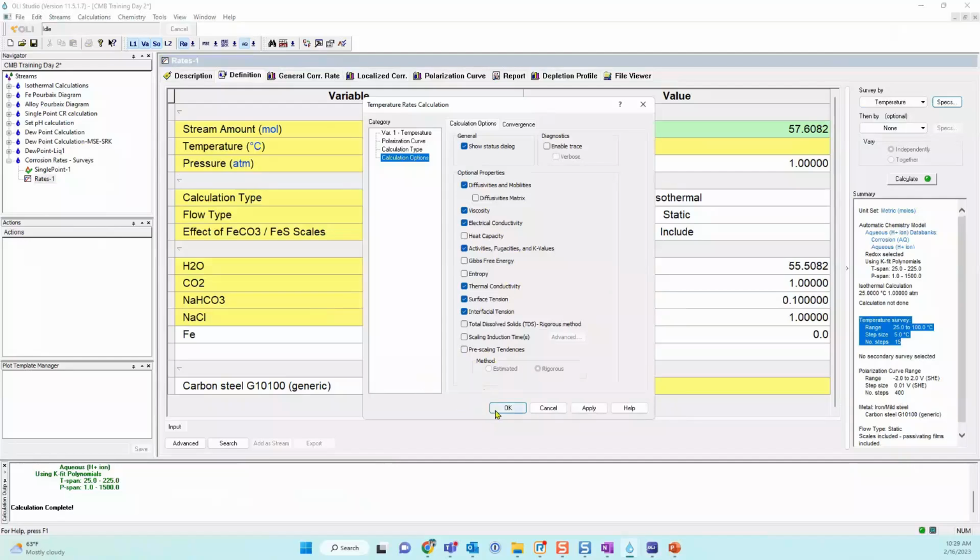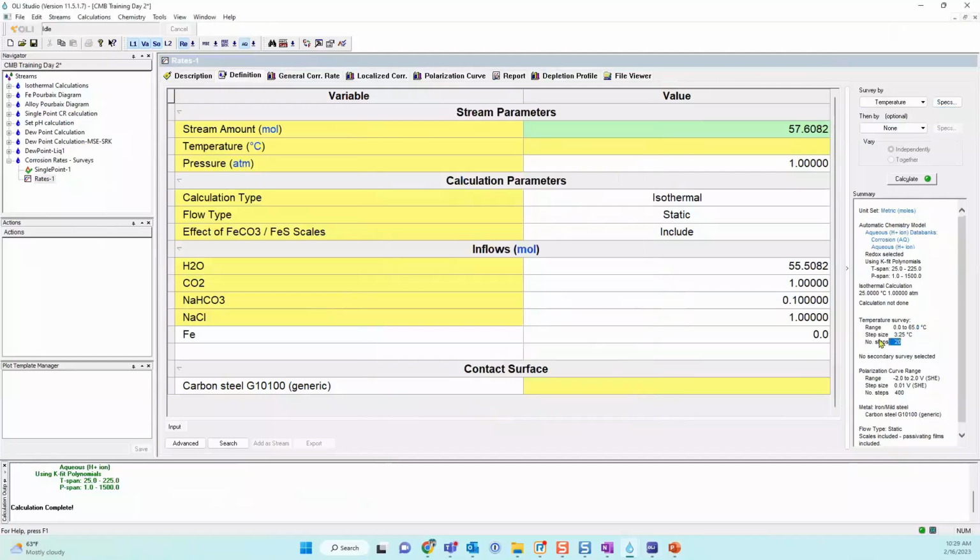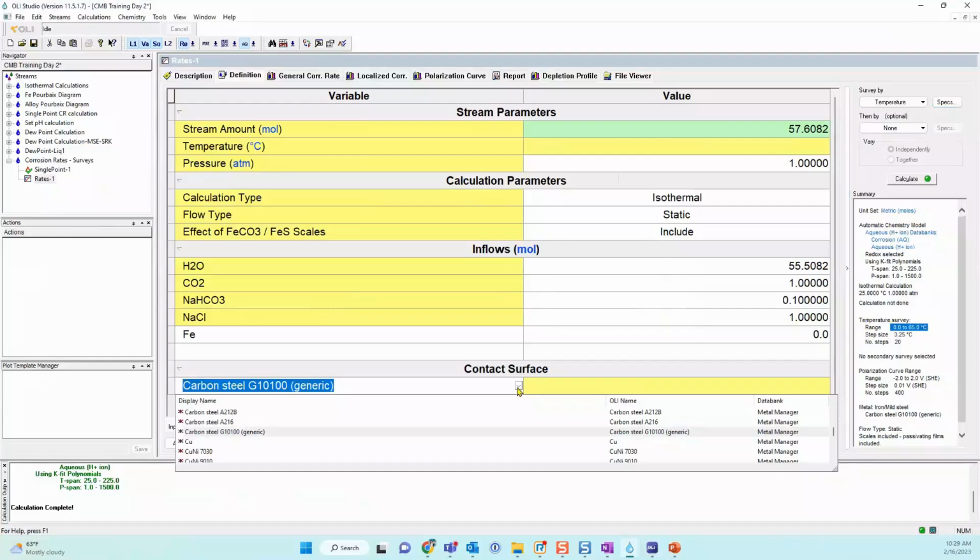Okay, click OK. And that will change my temperature survey range here from 0 to 65. That's how I want it. And another important step is to change the contact surface. We said that we want to study this for carbon steel, for stainless steel 304, because we have done too many examples with carbon steel.